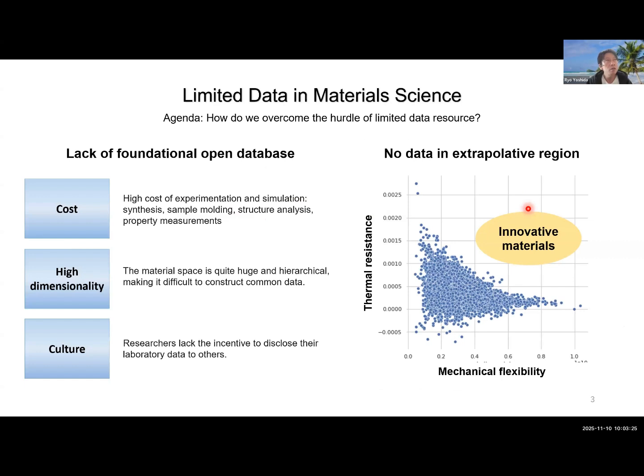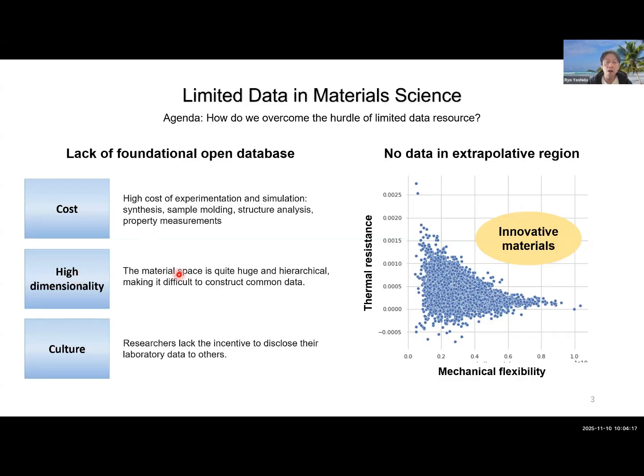But here, one of the critical issues in this research field is a lack of data. Compared to other AI advanced research fields such as NLP, computer vision, and biology, data in our research field is much smaller than data in other research fields. There are several reasons underlying the limited data resource in this research field. One comes from the high cost of the data production, which involves time-consuming and multi-step procedures of real-world experimentation, as well as computer simulation. Another reason comes from the high dimensionality of the material spaces.